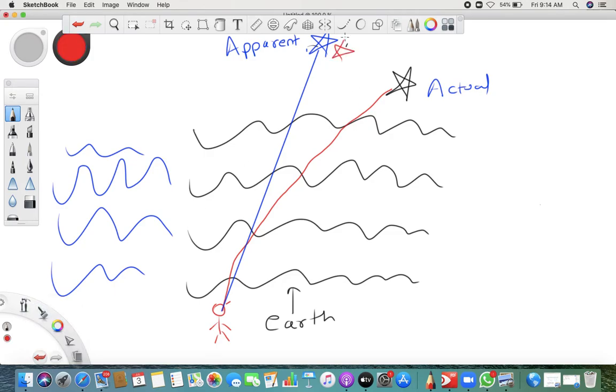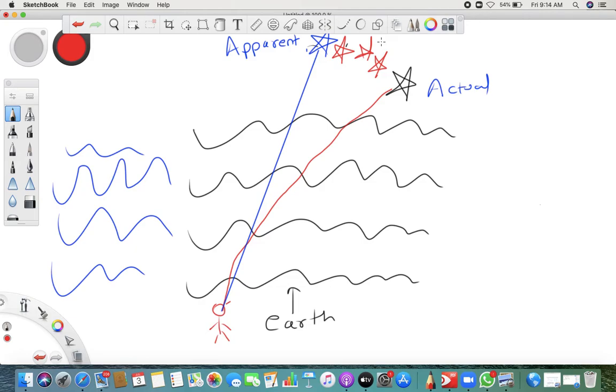Sometimes you see the star here, sometimes here. The star keeps on changing its place. The actual star is there only, but because of atmospheric refraction, its apparent position changes. Because the atmosphere changes, we can see the star at different places, actual and apparent position.